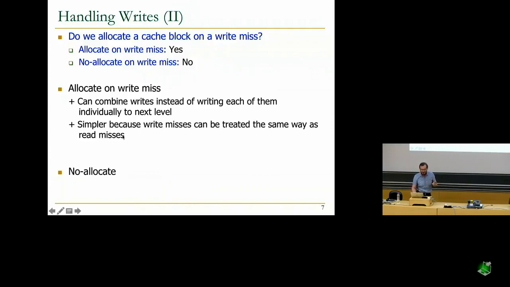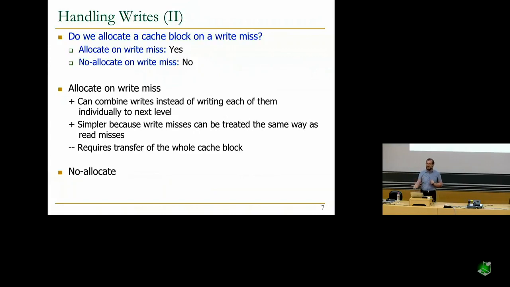And it's also simpler, because write misses can be treated the same way as read misses, right? For read misses, we never said, oh, do you actually bring the entire block into the cache? You have that choice also in modern processors, but we basically said, whenever you access some data, you bring it into the cache. In this case, if you do the same thing for reads and writes, you don't need a separate logic to decide that. So it's a bit simpler.